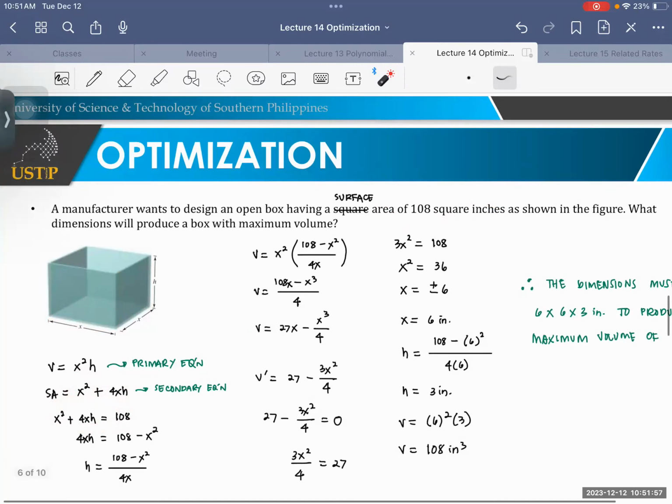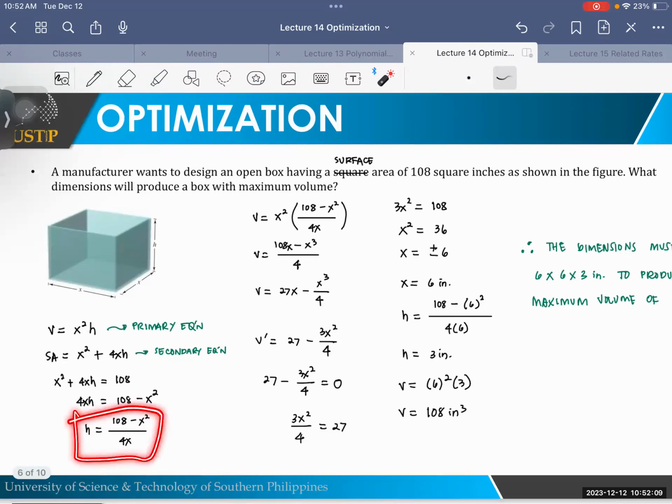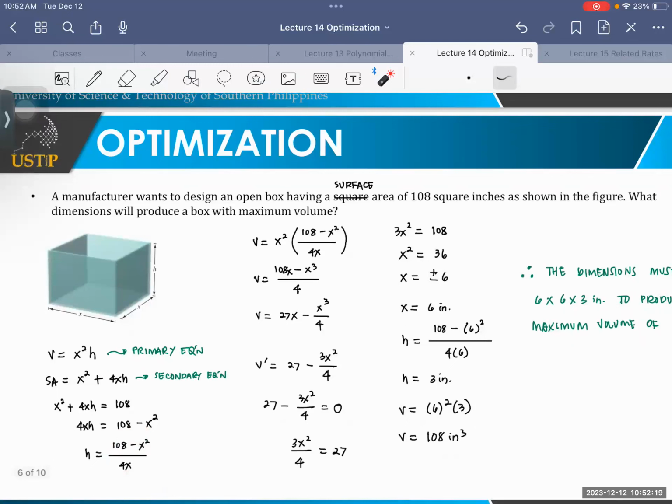And then, we express na ang h in terms of x para again, isa ra ka variable diha. Okay? So that is, we'll get an expression of h nga 108 minus x squared over 4x. Mao na ni ang i-substitute diri. So we will have this. Tapos we simplify. Okay, we get this expression now. So, kana yung mga expression. Katong last nga expression, ato ning i-differentiate kay ato ning pangitaon ang maximum volume.